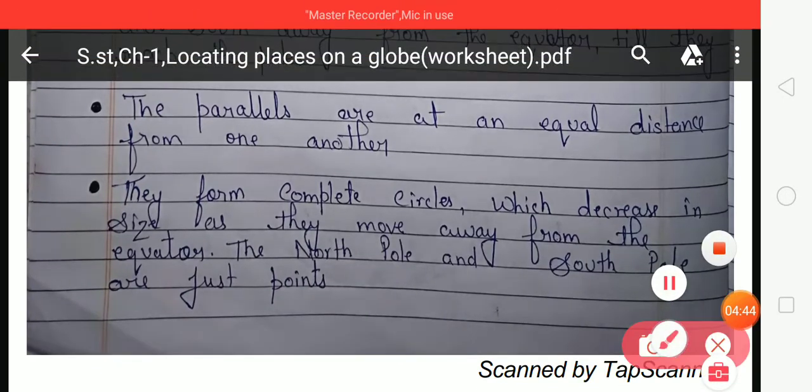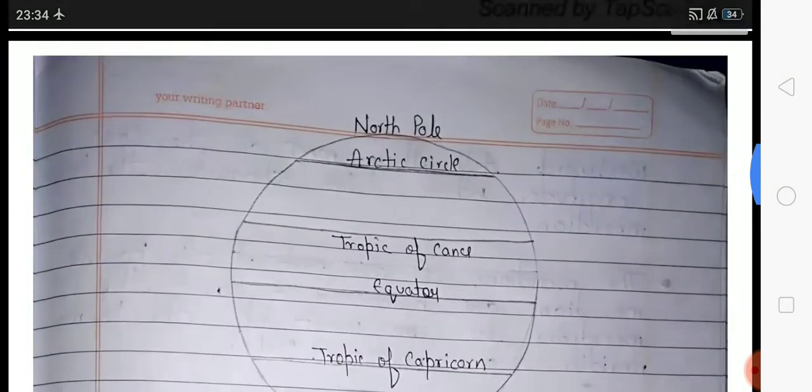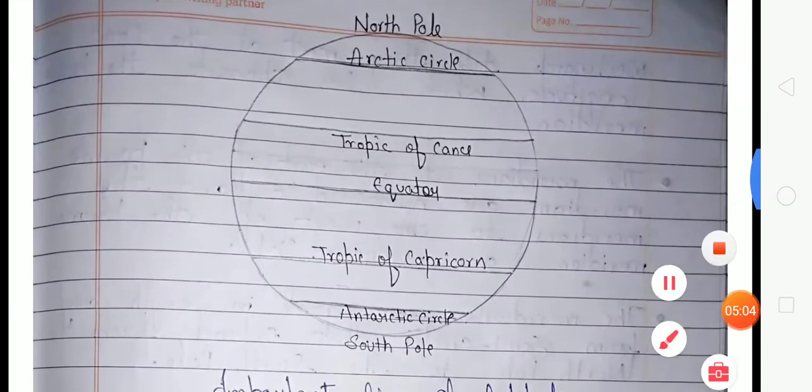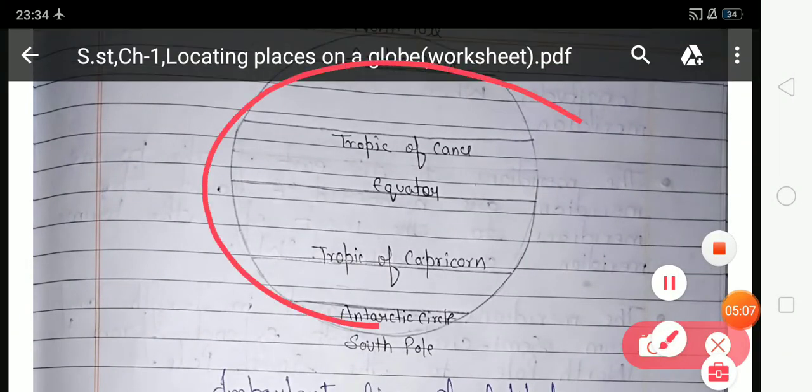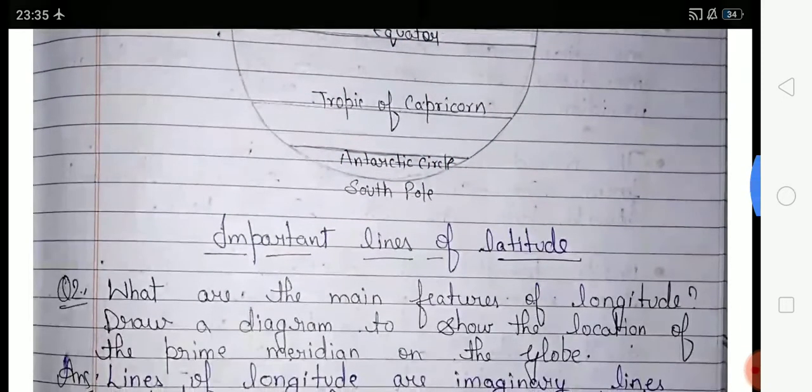Next, they form complete circles which decrease in size as they move away from the equator. So students, lines of latitude form complete circles which decrease in size as they move away from the equator. The North Pole and South Pole are just points on the lines of latitude. Now look at this picture. This is the picture of lines of latitude, and both are parallel to each other. Students, look at these lines of latitude.